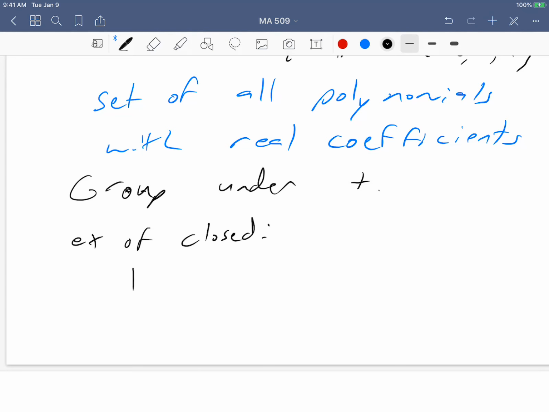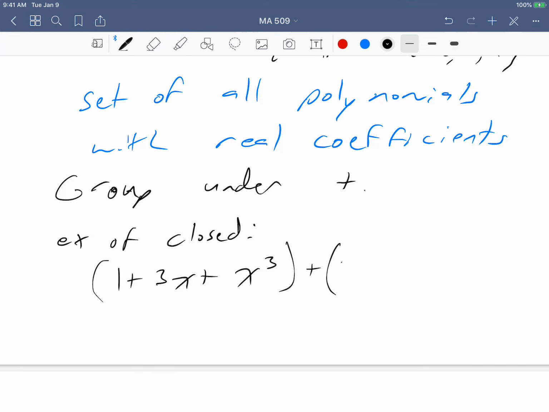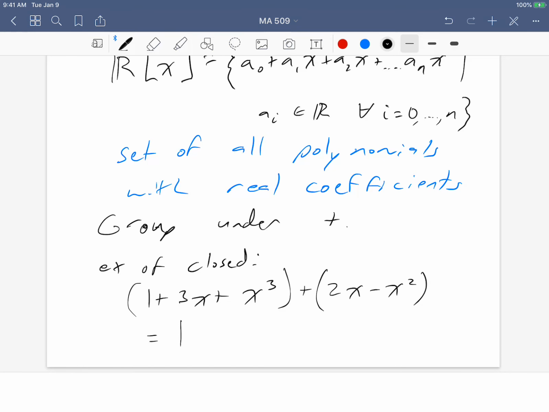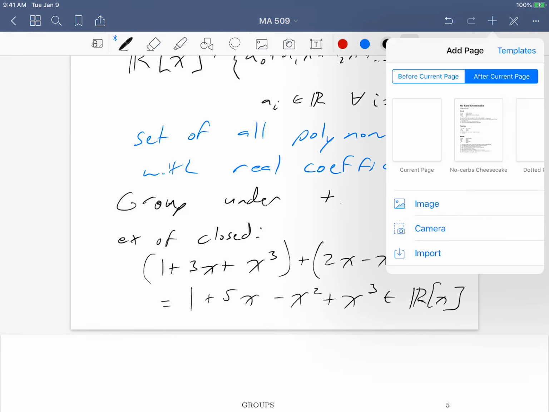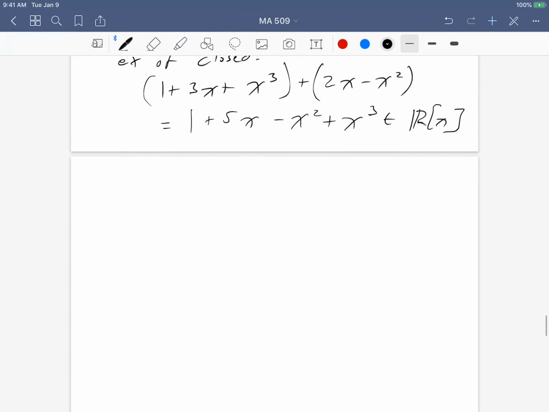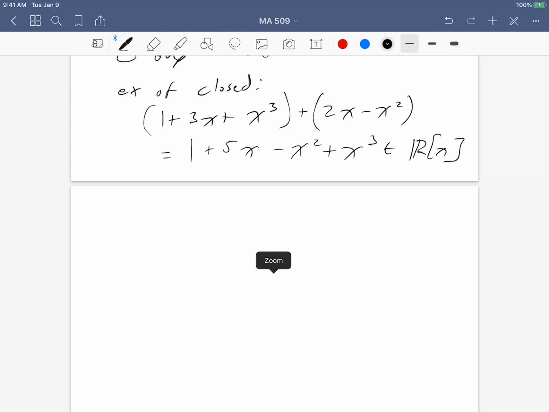is, if I take 2 polynomials, so 1 plus 3x plus x cubed, how about? And I add any other polynomial, so 2x minus x squared. What I get back is a polynomial. I get 1, looks like I get 5x, I get a minus x squared and a plus x cubed, and that's still a polynomial with real coefficients. Okay. All right, so that's our example of closed.